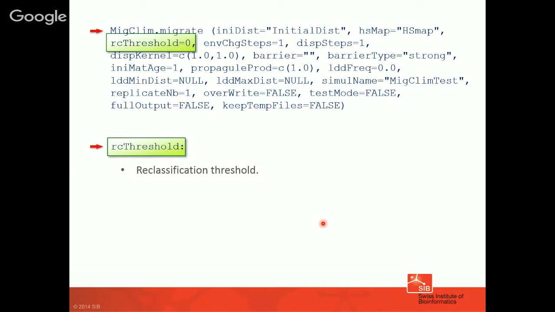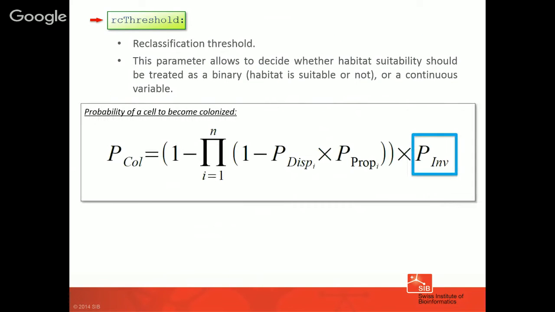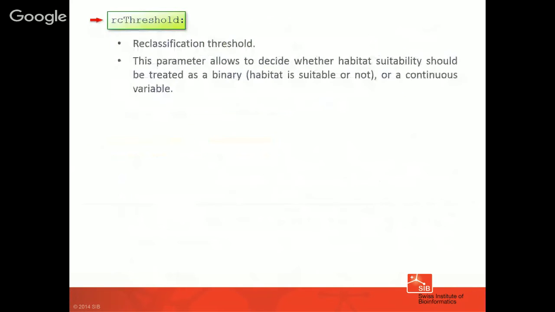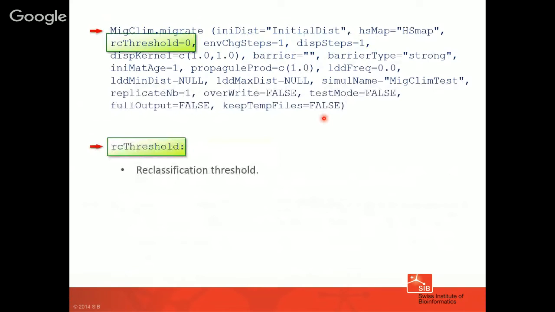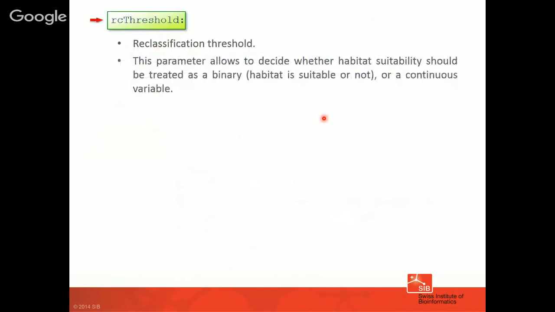Next is a reclassification threshold. I thought I had a graphic to illustrate that, but basically the idea is that you want to reclassify your habitat suitability maps. So for instance, say you obtain a suitability projection in the range 0 to 1000, where 0 would be 0% suitability and 1000 would be 100% suitability. There are many cases where you don't want to use this continuous range of values, but you want to reclassify your values into either the habitat is suitable or not. So this is where you can use this reclassification threshold.